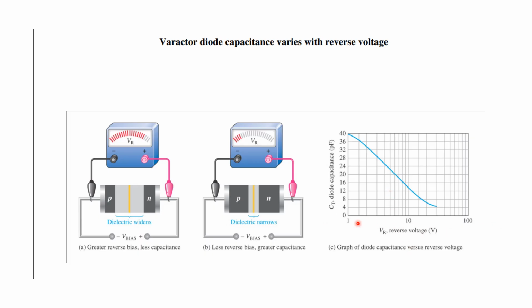So this is a graph of reverse voltage and capacitance in picofarads. As reverse voltage increases, the capacitance value decreases. When the reverse voltage is minimum, the capacitance value is maximum. As the reverse voltage increases, the capacitance value decreases.